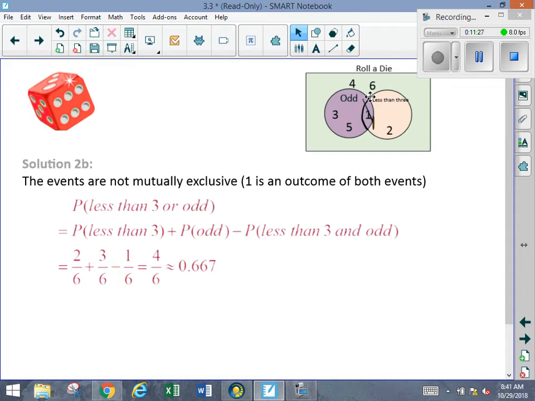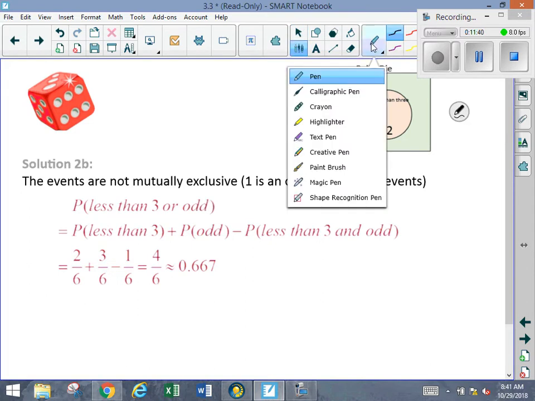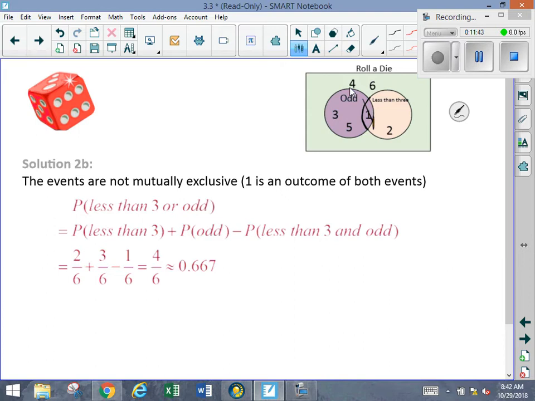So if that's true, essentially what you're doing is, all of the things that are less than 3 and odd, right? They're just this 1, right? So what's the probability that it is less than 3 and odd? There's only 1 out of 6, right? So that's what this is.